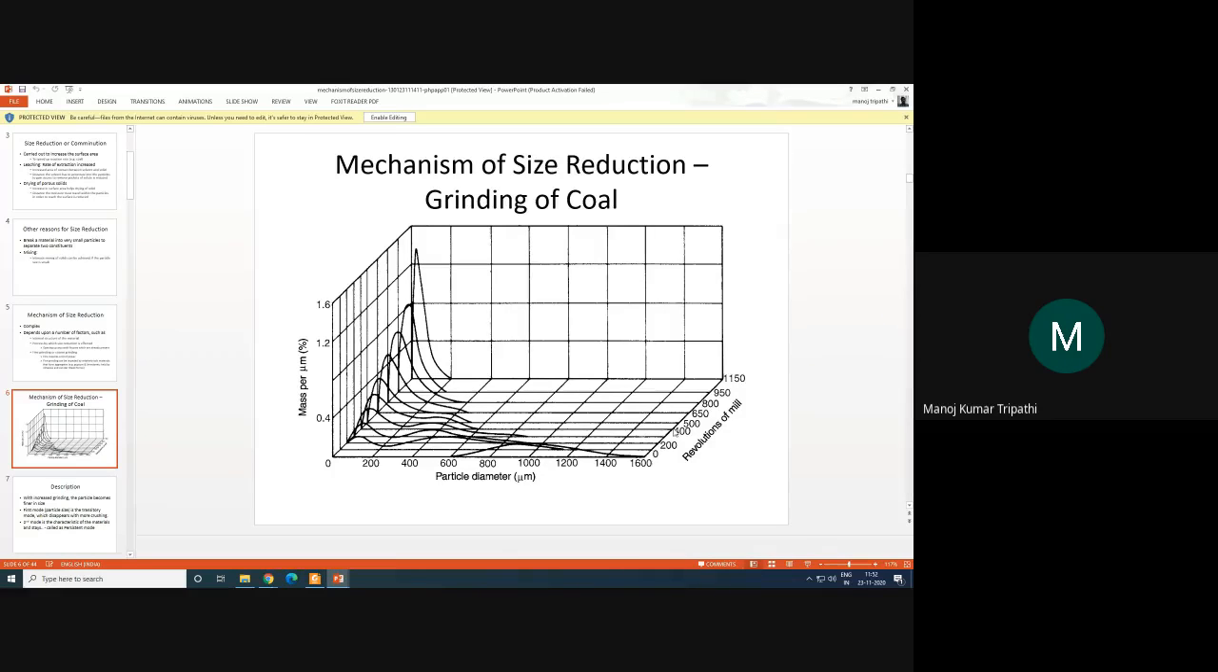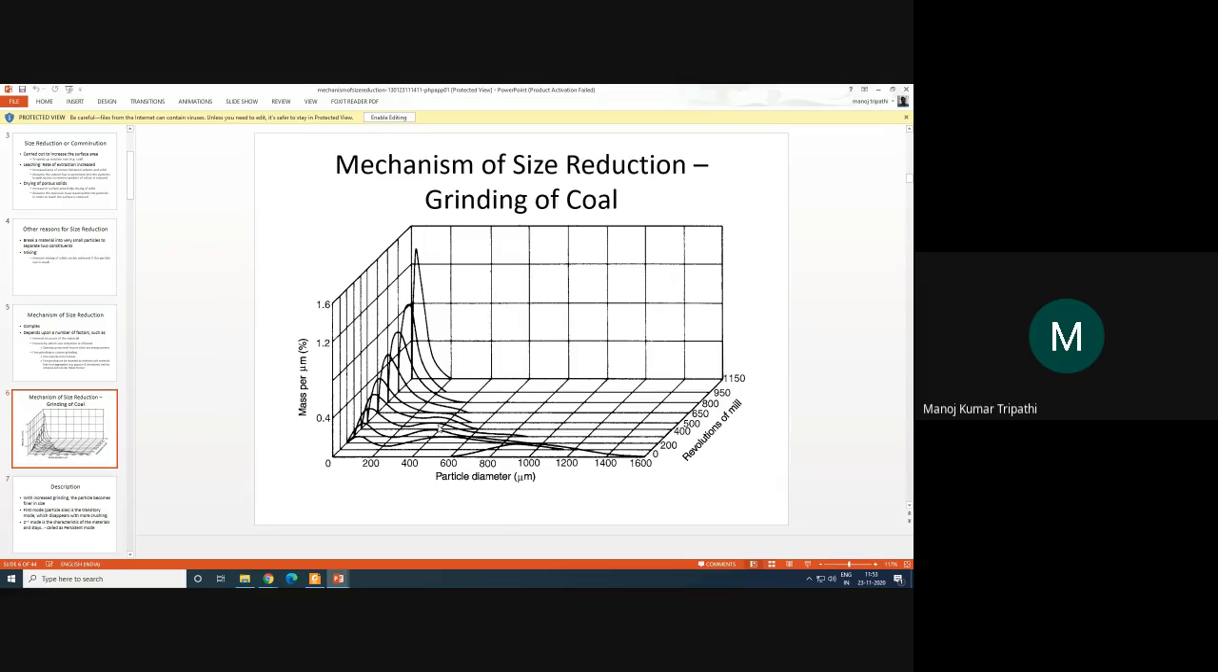Then again at 400 revolutions, you can see one peak is here which is growing. What that means is that many particles are of that size. What size is that? About 50 or 100 microns. Okay. And then here there is another peak which is at about 350 or 400 microns. So you get these two modes. Maximum particles like to lie in these two zones, these two diameters.